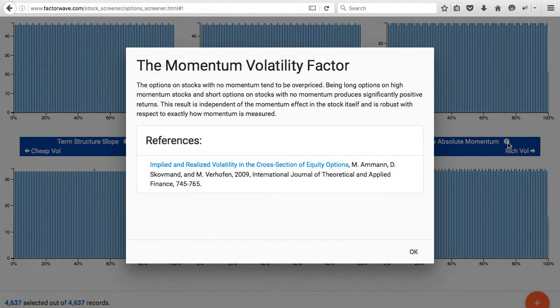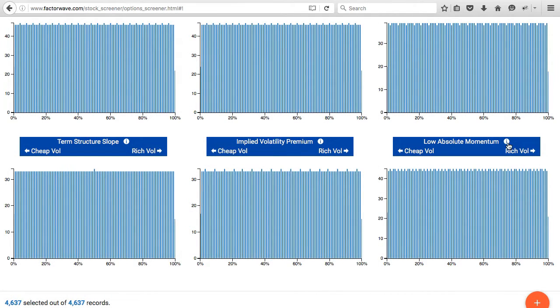Absolute momentum is just that a stock is moving or it isn't moving. It doesn't matter whether it's moving up or down. So this is slightly different from the momentum number we use when we're calculating whether a stock is a good buy. This is saying at this end, the stock isn't moving much and options are a good sale. At this end, the stock's moving a lot and options are a good buy.